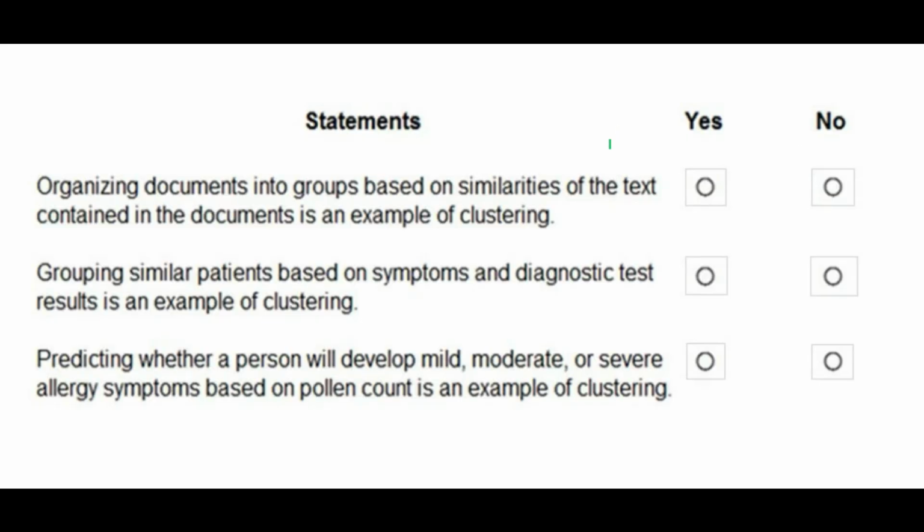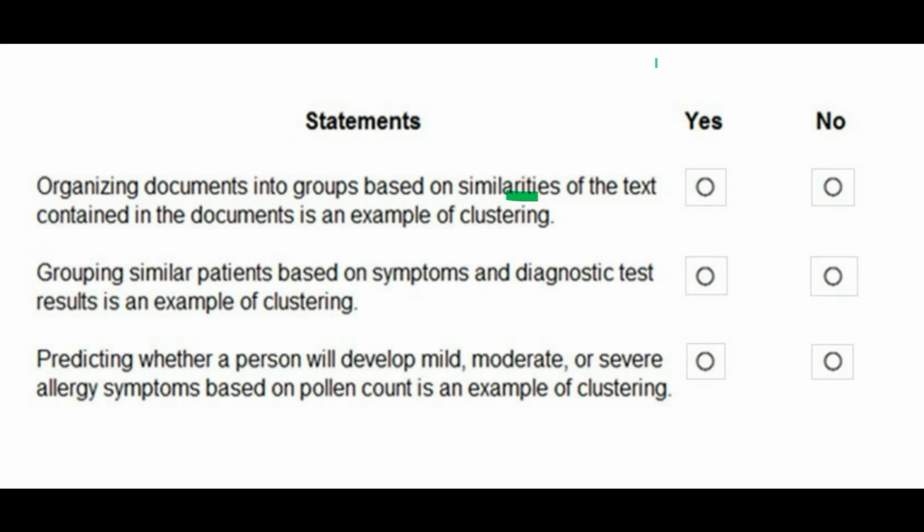So in the certifications, you will get such questions. In one question, here you see there are 3 questions, so it takes time to answer. Don't panic in the exam when you're trying to answer. Now, organizing documents into groups based on similarities. There can be a few documents which are representative of contracts, so you put them in one group. There are a few documents related to invoices, you put those in another group. This way you can create multiple groups.